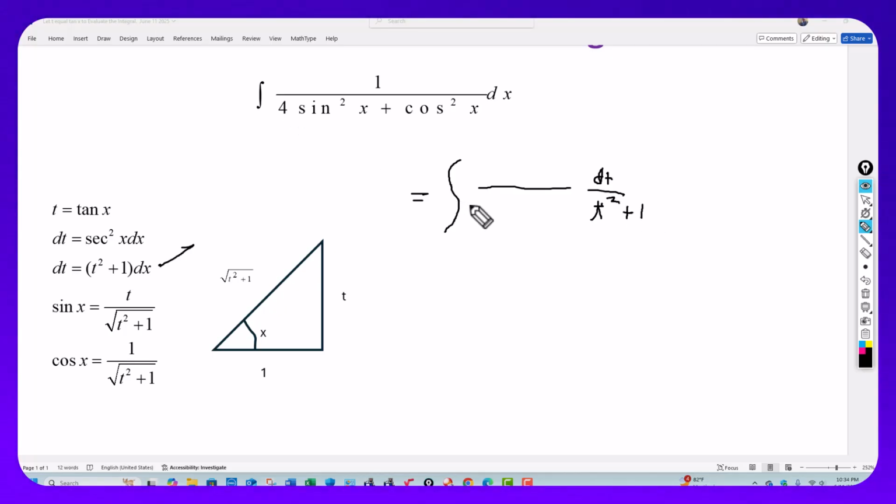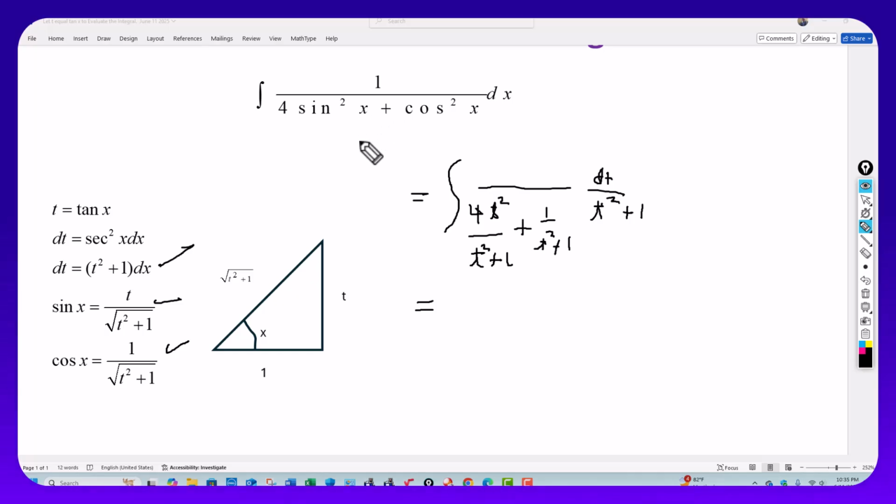So now here we're going to have 4, and then it's sine squared. You square it, and that'll give you t squared over t squared plus 1. And then it's plus cosine squared. Here's your cosine of x. Square it, and you get 1 over t squared plus 1.